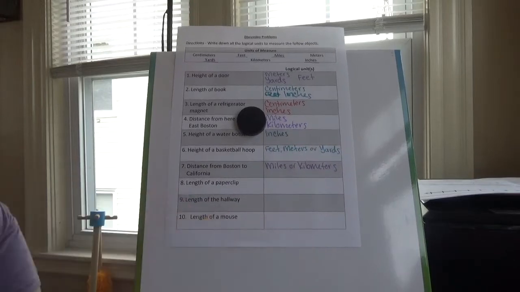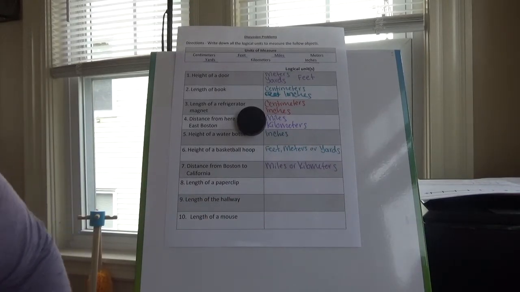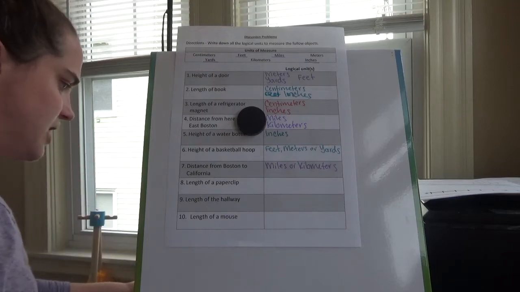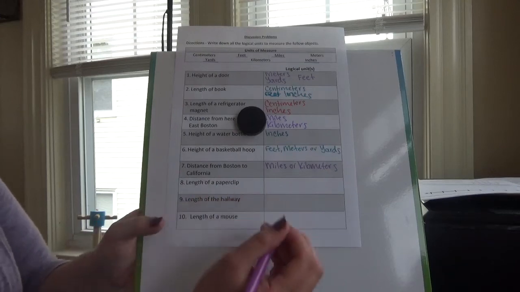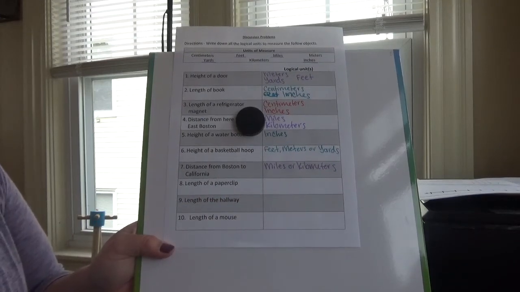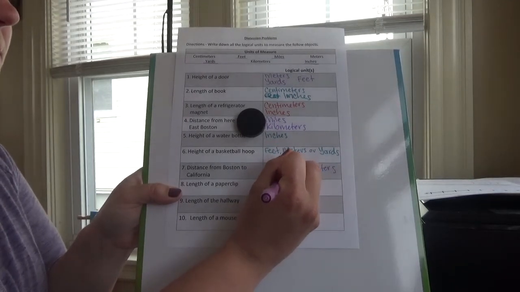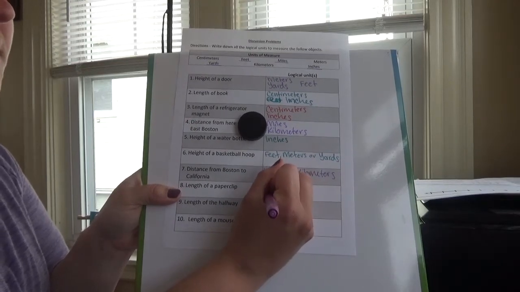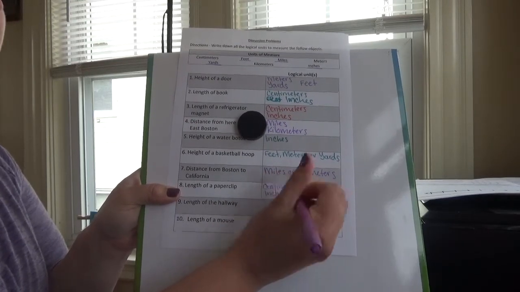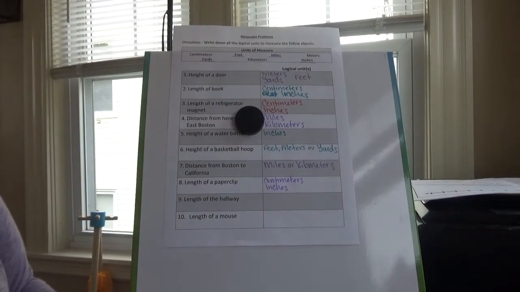All right. Number 8, length of a paperclip. Picture a paperclip in your head. I don't think I have one here to share with you, but a paperclip is a very small object. Because it's a small object, we definitely need to use the smallest unit of measure available to us, which would be centimeters. If you also had inches here, I think that's okay, but I do think the smaller unit, centimeters, would give you a more accurate answer.